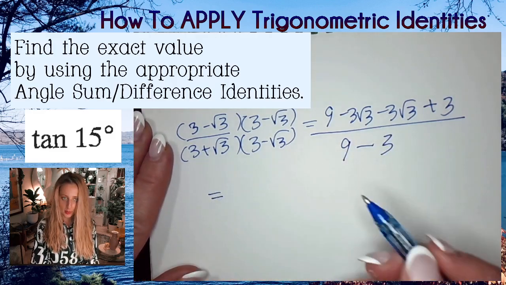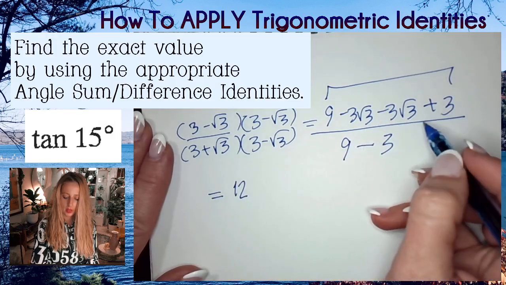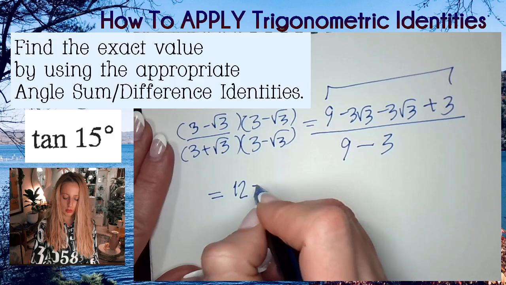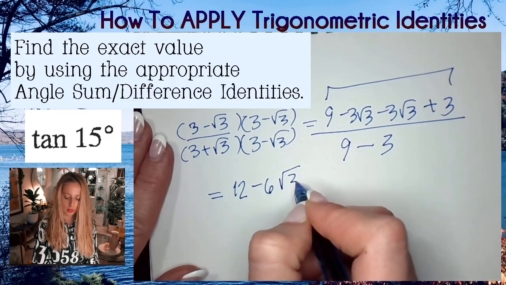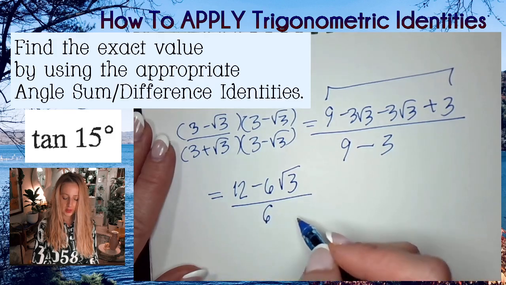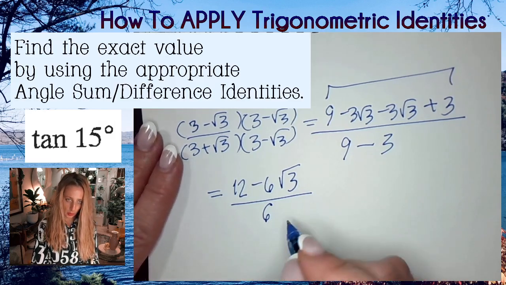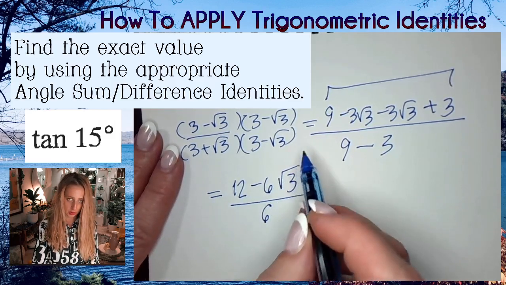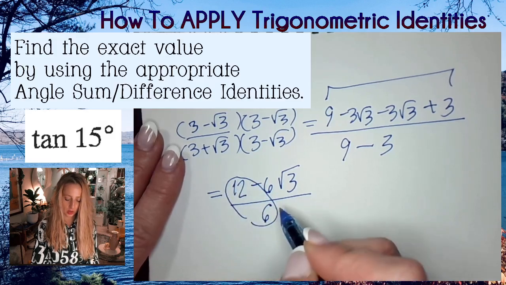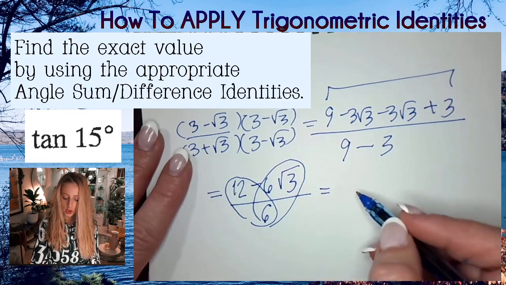Now, next step, let's just combine like terms. 9 and 3 is 12. Minus root 3 over 3 minus root 3 over 3 is minus 6 root 3 over 6. Now, could I reduce here? I could, but you have to do it the right way. Please focus, pay attention, and just focus, please.